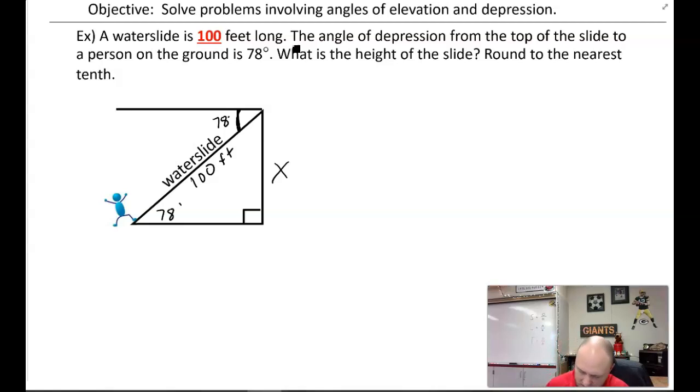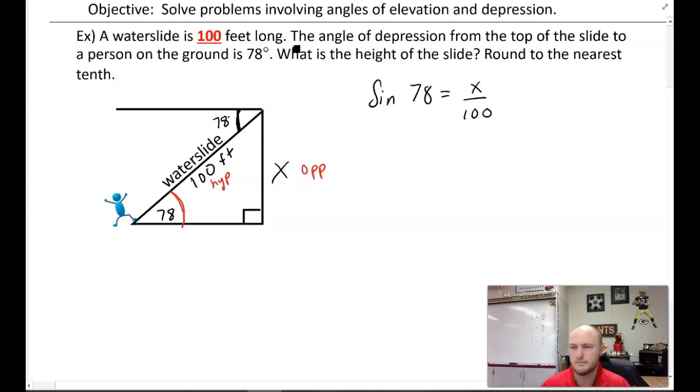Let's find out what we're given. If I'm using this angle here, 78 degrees, I know that this side is opposite, and I'm given the hypotenuse, so that's going to be sine, opposite over hypotenuse. Sine of 78 is x over 100. So there's the equation, and now I just need to solve. I'll multiply both sides by 100, and we get x is equal to 100 sine of 78.